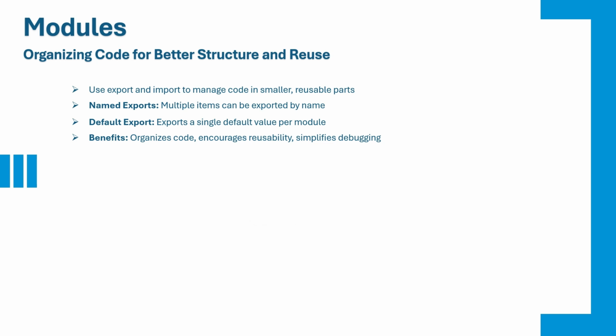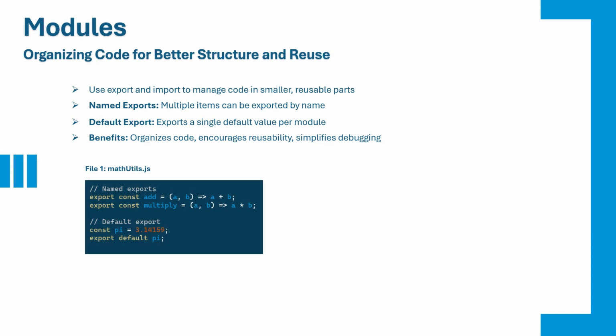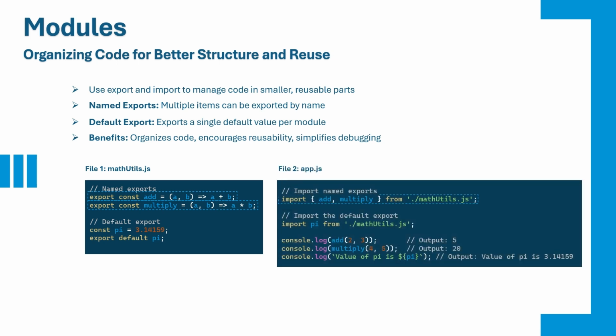In this example, we have a file called mathutils.js with an add function that adds two numbers together and a multiply function that multiplies two numbers. We export these functions so other files can use them. Now in our main file, app.js, we import the add and multiply functions from mathutils.js by specifying their names in curly braces. This lets us use them as if they were defined directly in the app.js file. Modules are powerful because they keep code organized, reusable, and help prevent naming conflicts by isolating functionality.